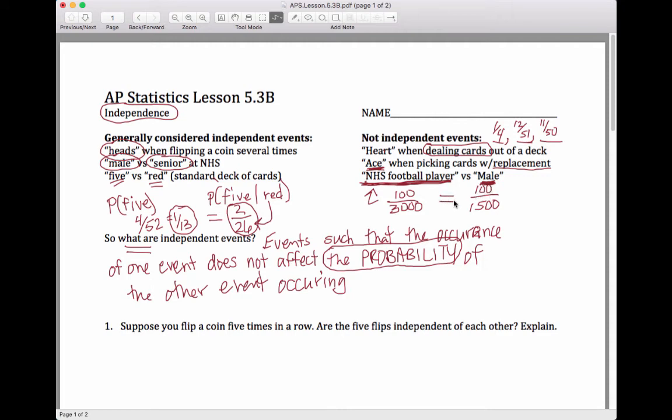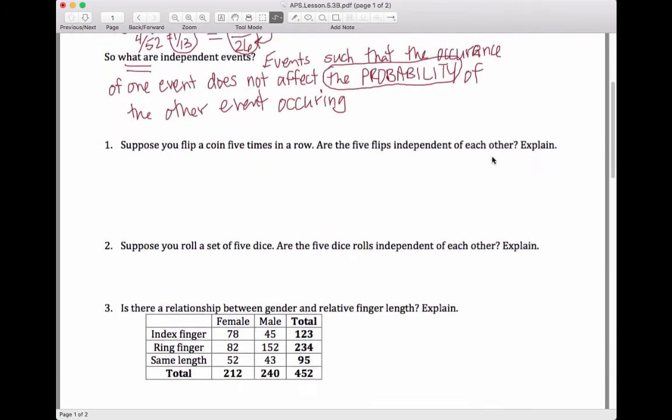And clearly these are not the same probability. So knowing that somebody is a male does in fact change the probability that they are a football player. In fact, it makes it twice as likely. If you know somebody's a male, they are roughly twice as likely to be a football player. So these would be examples of events that are not independent because knowing that one thing happens does, in fact, change the probability of the other thing happening.